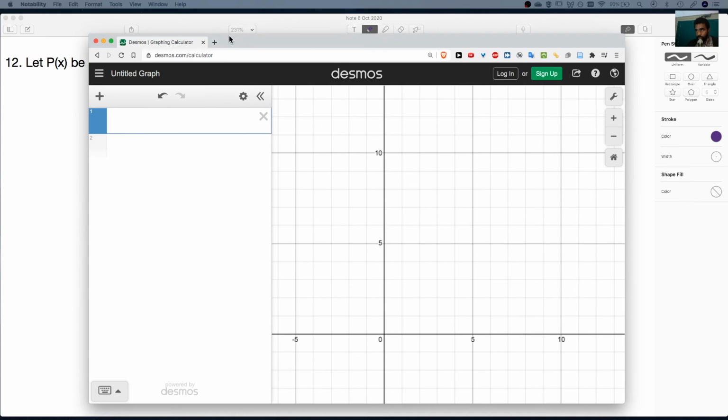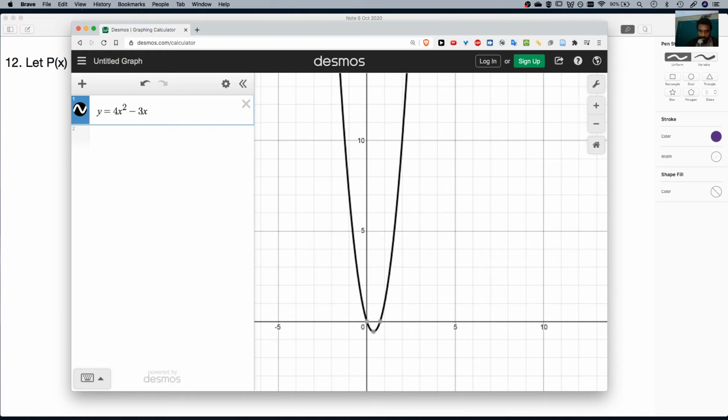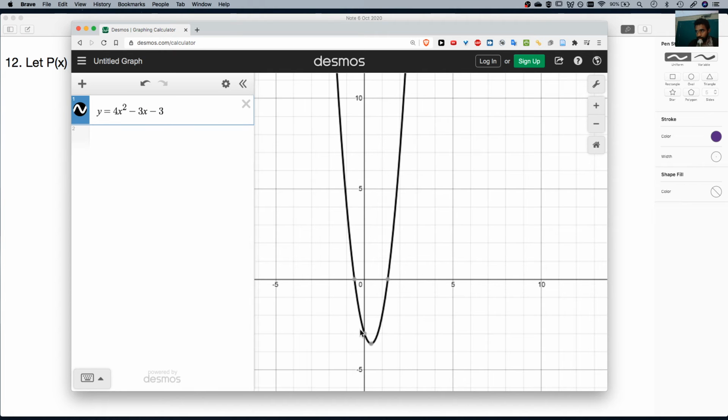So here I have a graphing calculator, and what I want to show you is that if you have any quadratic of the form ax squared plus bx plus c, so for example 4x squared minus 3x minus 3, this minus 3 here gives us one of the points on the function. This intercept here, 0 comma minus 3. So that minus 3 is going to be the what?